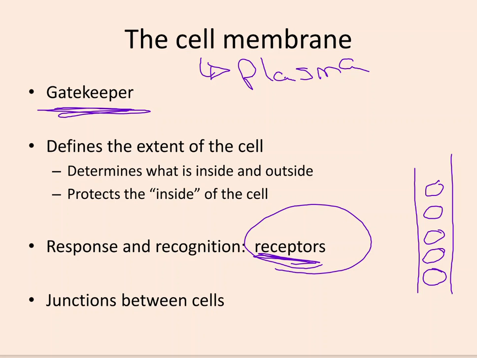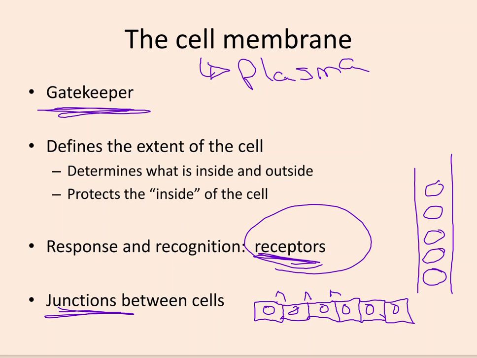But cells that need to line organs are going to need to form tight structures. So they're going to need to be attached to each other to make a lining. This would be an example of many different cells attached to each other to form a lining. And in order for those cells to hold on to each other, the cell membrane of each cell needs to form a junction with the other cell. So cell junctions will also be an important function.